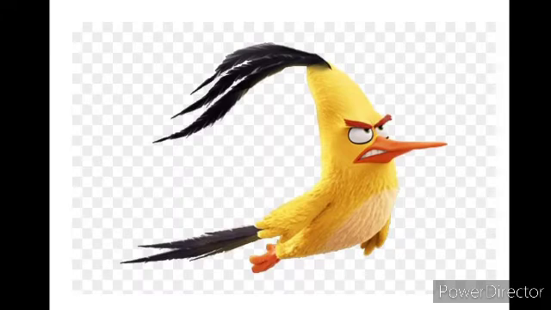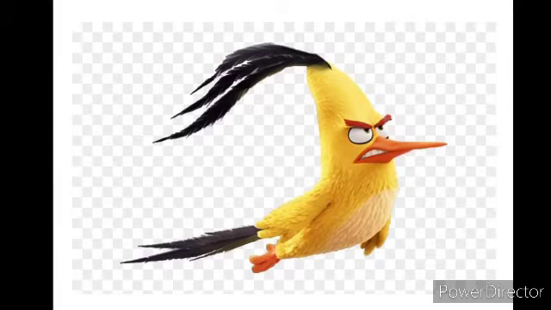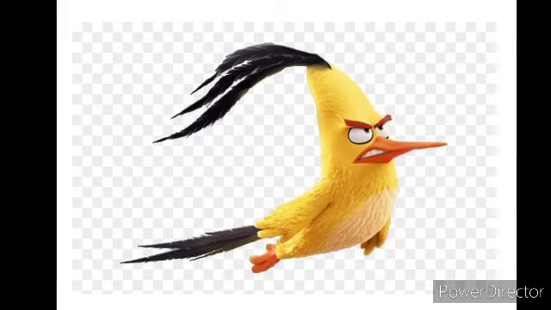So for letter C, you have to draw a flying bird 4 feet above sea level. So here is an example of a flying bird. This is a character from Angry Birds. So that's it.